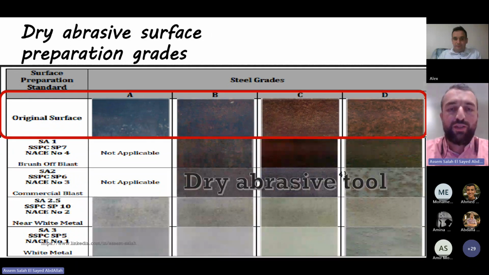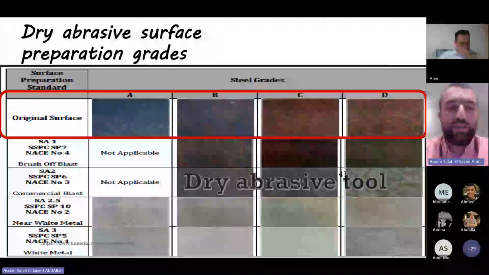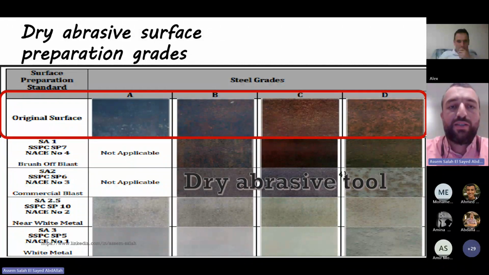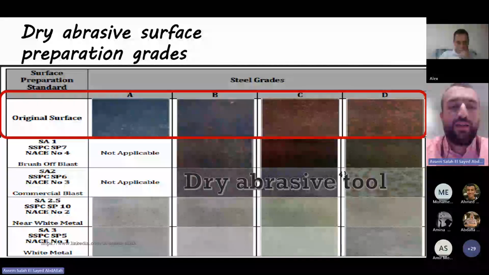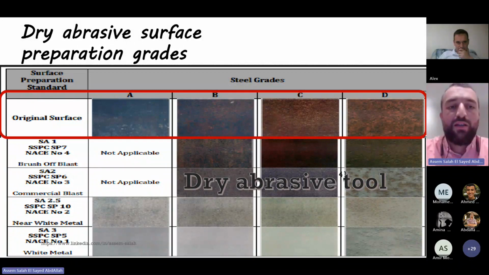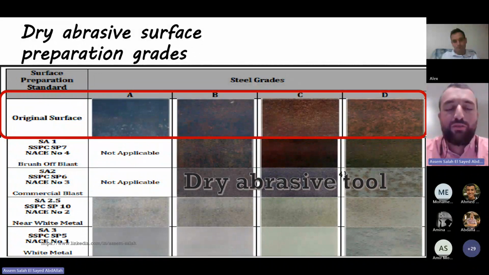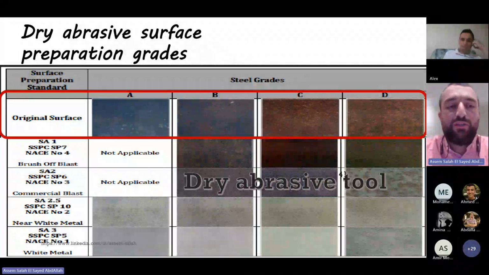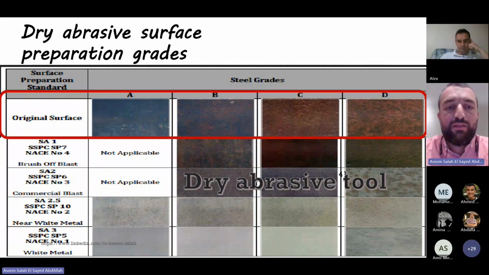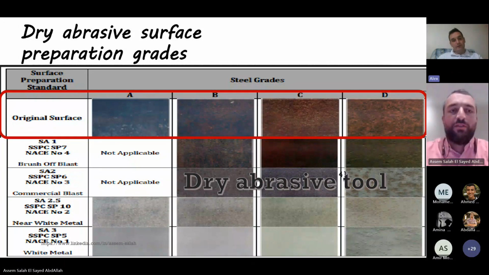Okay, and on the other hand, if we are talking about dry abrasive, we have four degrees: SA1, SA2, SA2.5, and SA3. And also on the row side, we have rust grade A, B, C, D. And as Mr. Alex explained before, as you can see, we cannot apply SA1 or SA2 to rust grade A. So I think it may be more economical, if you are looking cost-wise, that elements or members with rust grade A are not preferable if you cannot apply dry abrasive, I think, right?